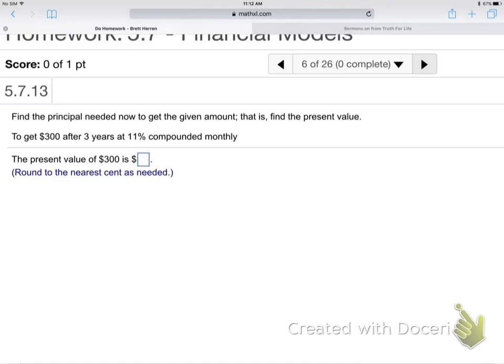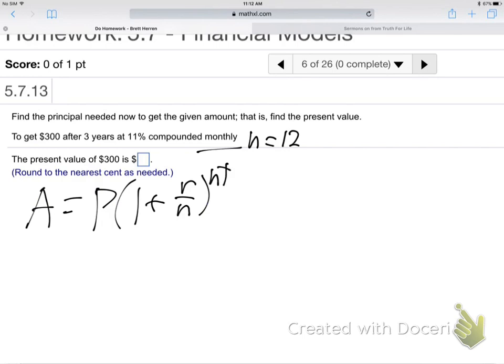So first off, which of the two formulas are we going to use on this one? Is the compounding continuous or not? It's not continuous, it's just monthly. What's N for monthly? 12. So we're just going to use the normal formula, the one that has the N, right? So it's going to be A equals P, the first formula we used, one plus R over N, to the NT. Good so far?